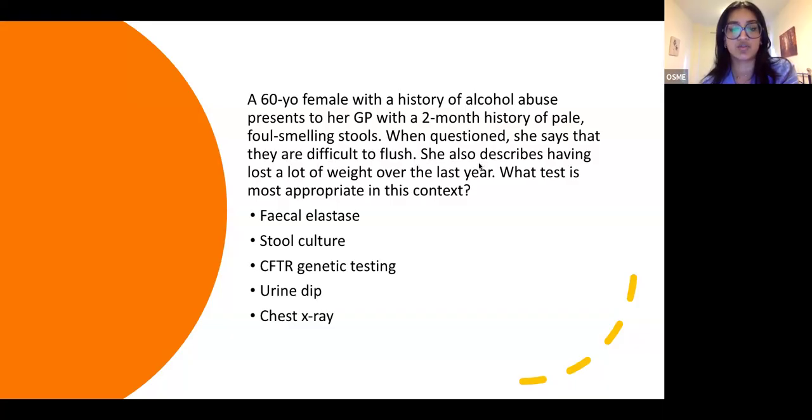And she's also lost a lot of weight, which kind of confirms the fact that she's not getting adequate nutrition from her diet. And this whole history together suggests pancreatic insufficiency on a background of chronic pancreatitis. So, in terms of making that diagnosis, what test is most appropriate? And that would be a fecal elastase, because that is an indication of the exocrine capacity of the pancreas.